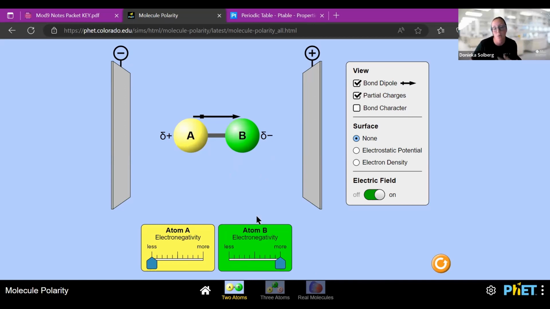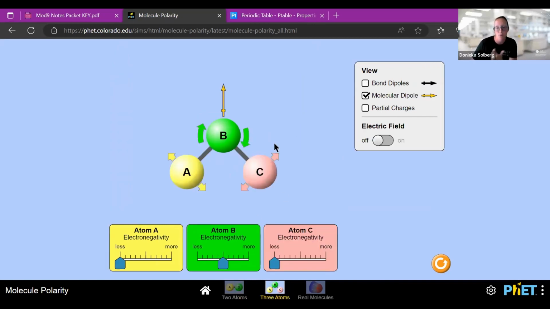Now, I was also mentioning what happens when you have multiple bonds. Well, here, I'm going to make all of these the same. No matter what shape it is, this is non-polar. Let's show the bond dipoles. I got nothing because all of these atoms are the same. There are also no molecule dipoles.